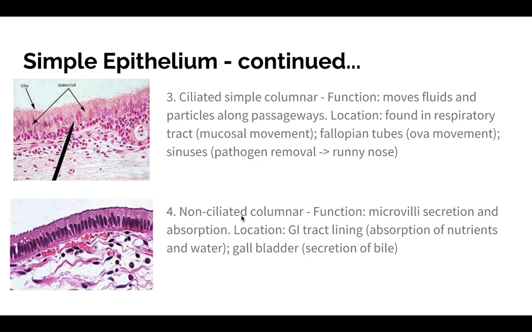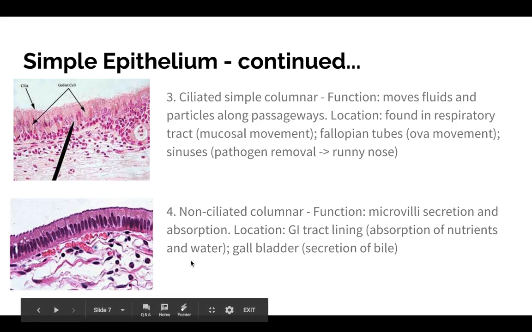All right. Now the next type of simple epithelium is the non-ciliated columnar epithelium. Notice how the cells, they are columnar shaped. They're the tall cylindrical shape, and there's no cilia up here. There is none of these little tiny hairs up there. All right. So the function of this would be secretion and absorption. All right. And structures that have these would be your microvilli in your gastrointestinal tract for the absorption of nutrients and water, and also in your gallbladder, the secretion of bile.